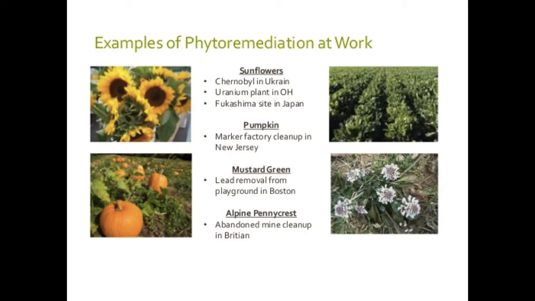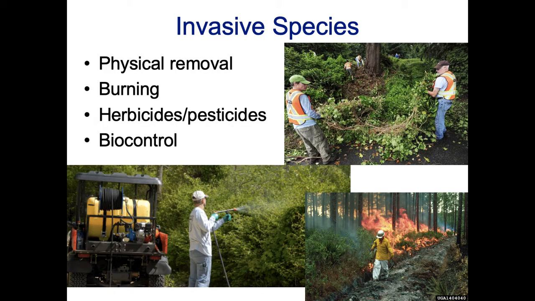So this shows some examples of phytoremediation. So sunflowers can help with radioactive contaminants. Pumpkins were used to help clean up a marker factory spill in New Jersey. Mustard greens can help pull up heavy metals, and I actually had a friend that studied this at a contaminated mine site in Colorado, and she was planting mustard plants and then harvesting them to see how well they could be used to help remediate the soil. This shows alpine pennycress, which has also been used to help clean up mines in the UK.